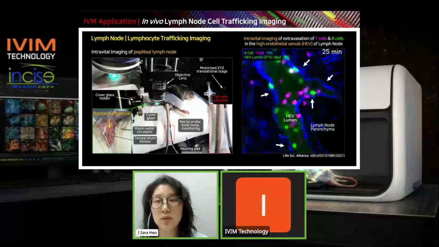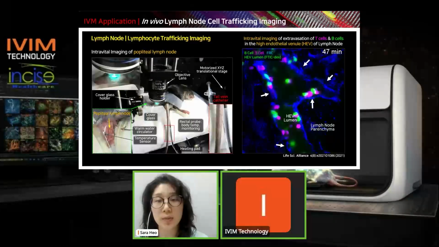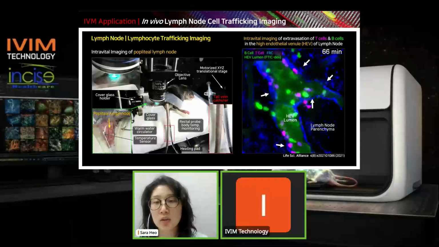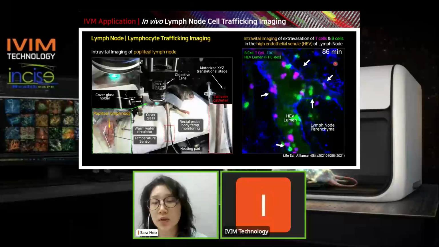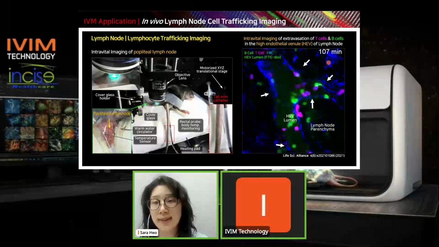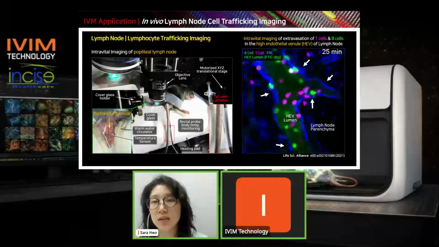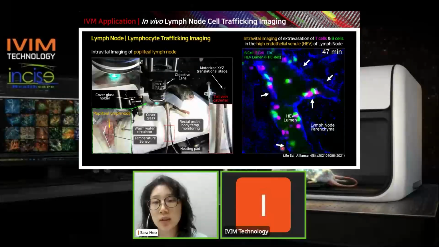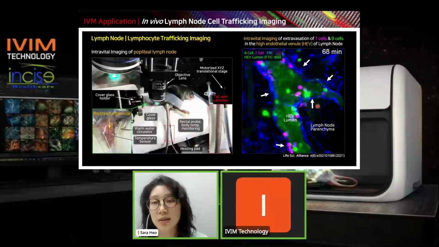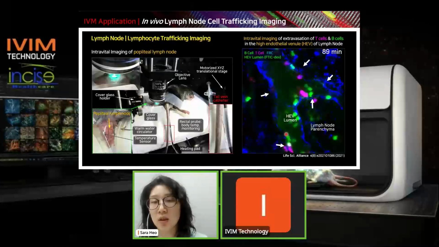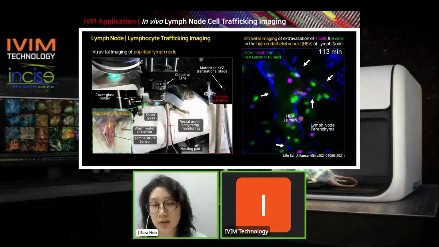And this is another imaging of immune cells, but observed in the lymph node instead of the skin. The image on the right is taken up to 120 minutes. And here are the immune cells labeled: B cells in green and T cells in red. The arrows indicate where the cells extravasate through the fibroblastic reticular cells of the lymph node.